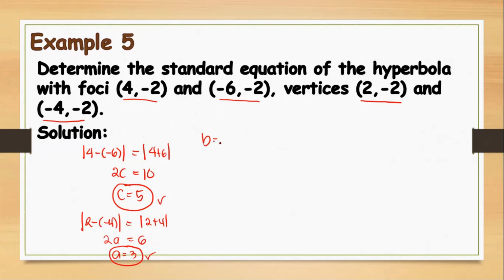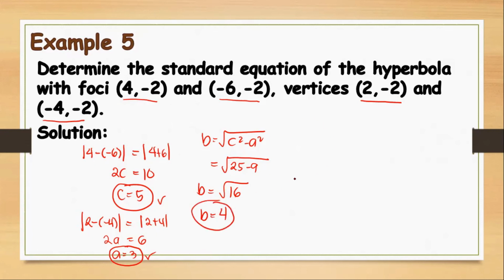So our b is equal to square root of c squared minus a squared. So let's substitute. C squared is 25, a squared is 9. So 25 minus 9, the answer is 16. Our b is equal to square root of 16, which is now 4. Okay, we have now our a and b.